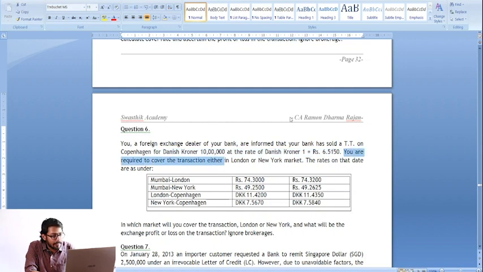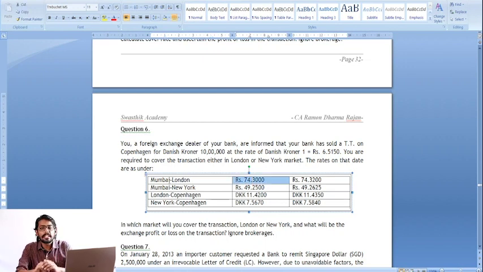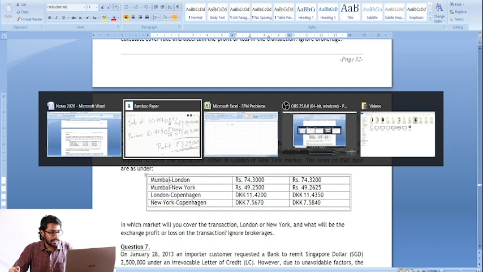You are required to cover the transaction either in London or in New York. You know what cover means. Where are you covering? Either in London or New York. In the previous question they told you it was London. Here either in London or in New York. The rates on that day are as under. Mumbai, London. What do you mean by Mumbai, London? Rupees 74.30. What is the currency of London? Pound. You know the currency of London?